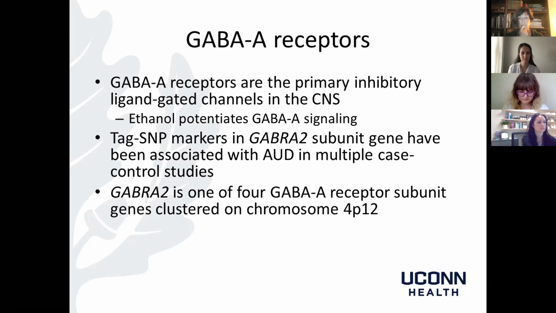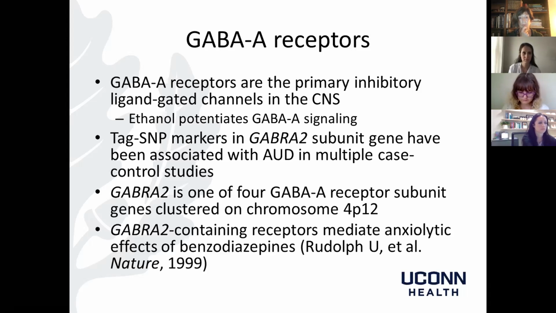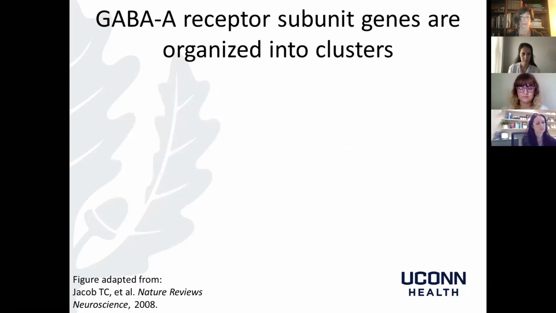Alpha 2 is one of 4 GABA-A receptor subunits on chromosome 4p12, and it's been shown previously that alpha 2 containing receptors are responsible for mediating the anxiolytic effects of benzodiazepines, as that's where the binding pocket for those drugs is located. In mice as well as humans, GABA-A receptor subunit genes are organized into clusters.